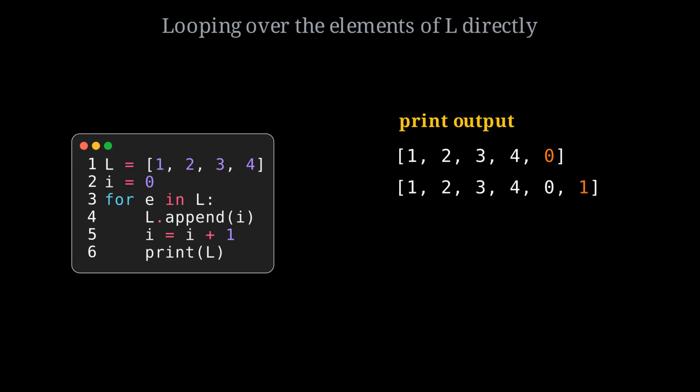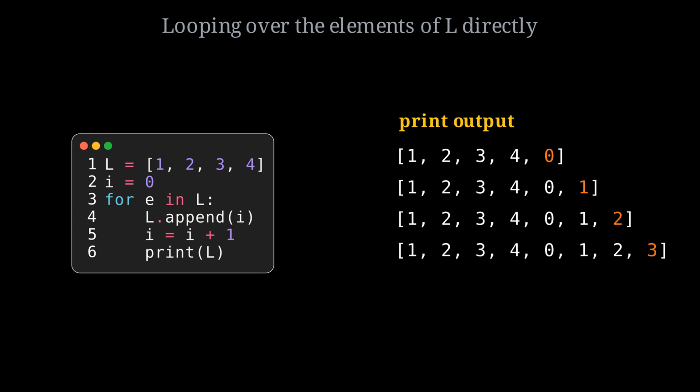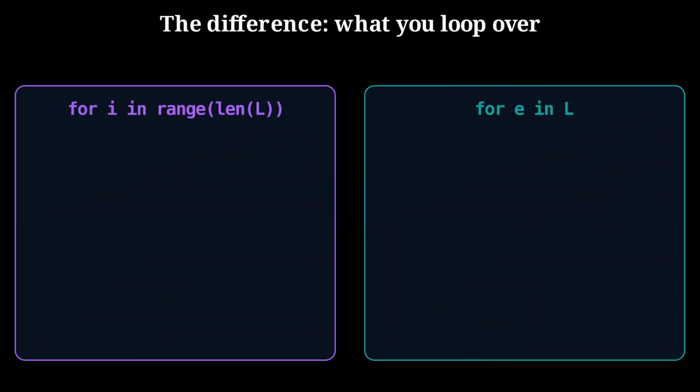We append 1, and L grows again. Then e reaches 3, we append 2. Then e reaches 4, we append 3. But the list keeps getting longer every single pass, and e just keeps advancing into the new items. This loop never finishes. Here's the difference between the two examples, and it's entirely about what you loop over.